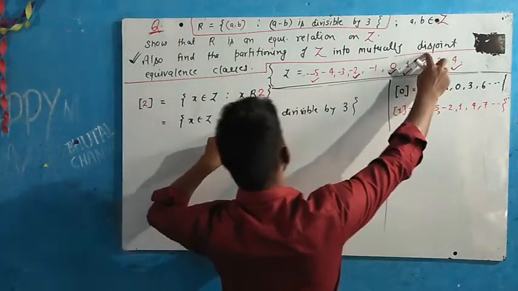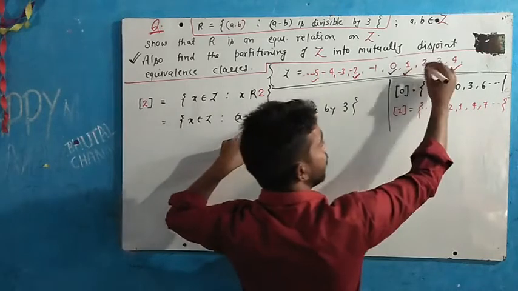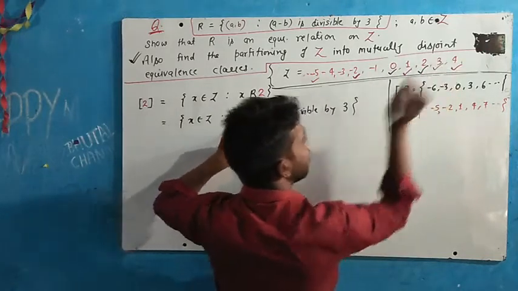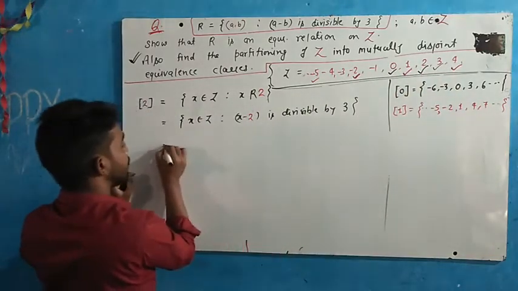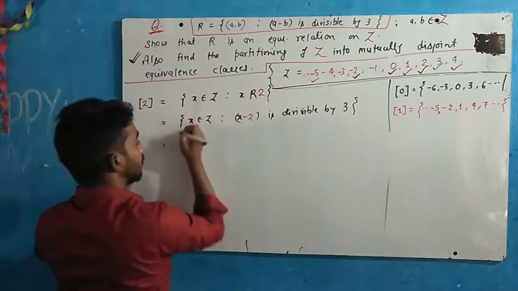Next, 2. 2 minus 2. Yes, of course 2 we can take. So 2 we can take. So this means the first value is 2. So now you can understand the pattern.